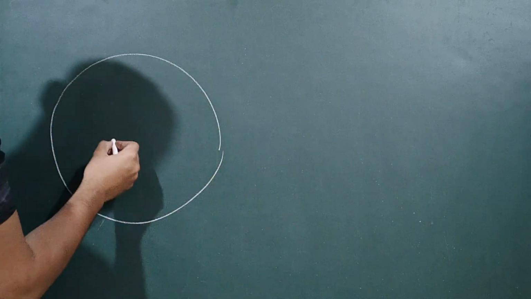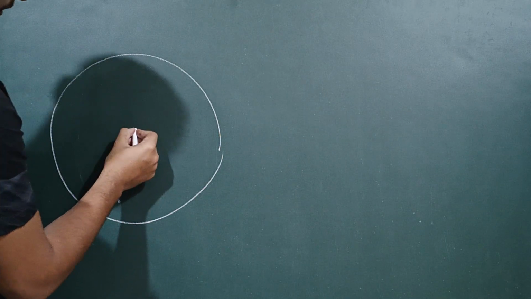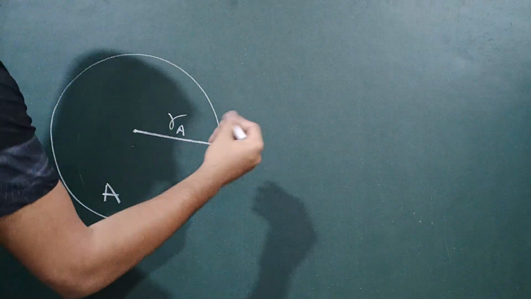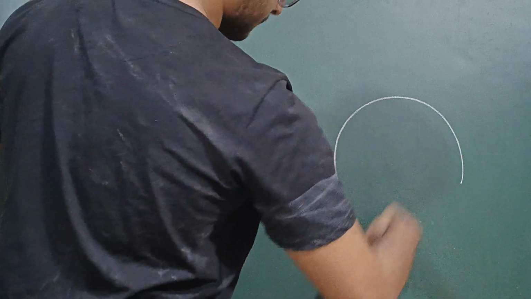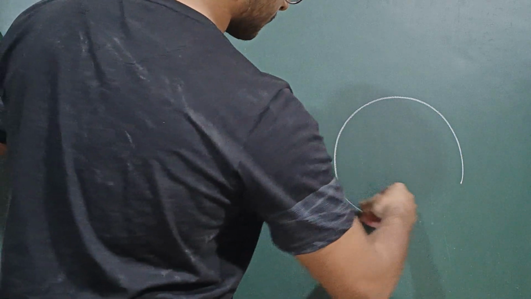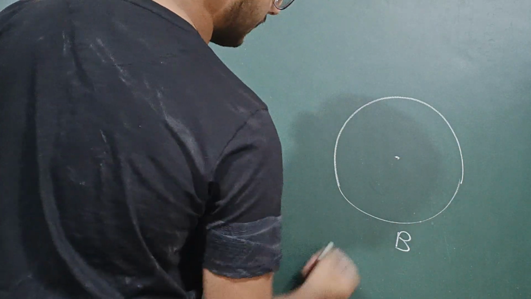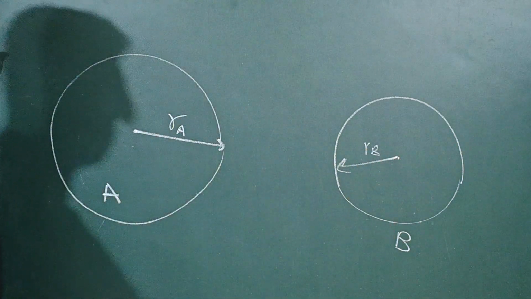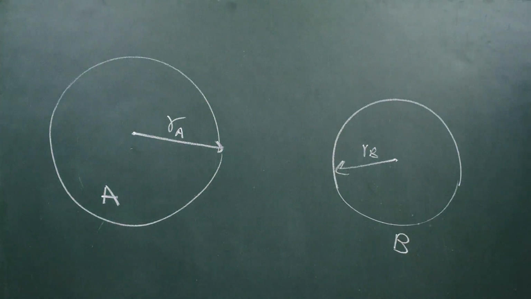So let me consider a sphere. Let me call this sphere A. It has a radius of, let's call this RA. That's the radius of A. And there is another sphere, that is sphere B. It has a radius of RB. Right? Hope it is visible to you. Nice and clear.